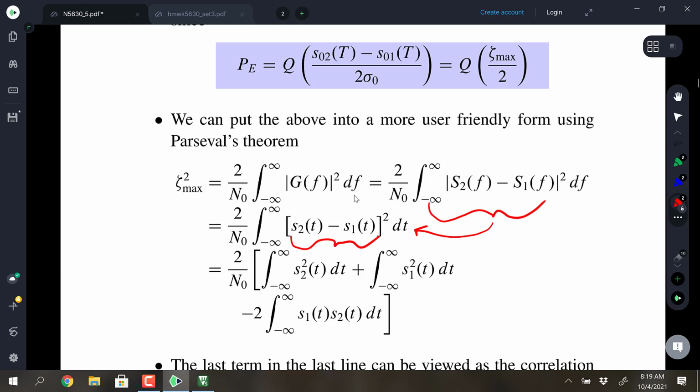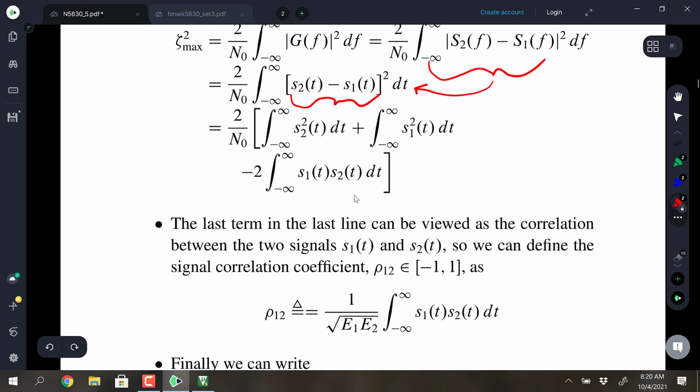So when you expand out that quantity, S2 of t minus S1 of t, you get three terms, and those are the three terms right here, with them having a special definition. The first one, this one right here, is going to be the energy in pulse 2. That's going to be the energy in pulse 1. And then the term at the end, the product, is going to be the correlation between the two signals.